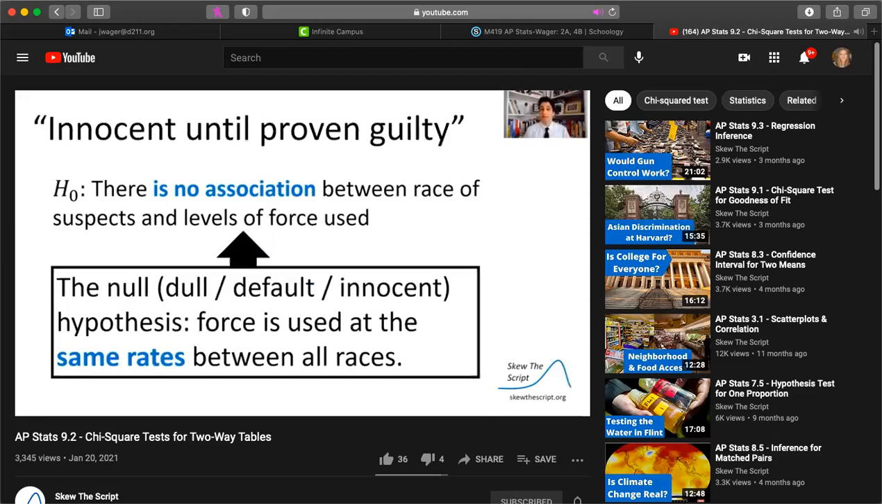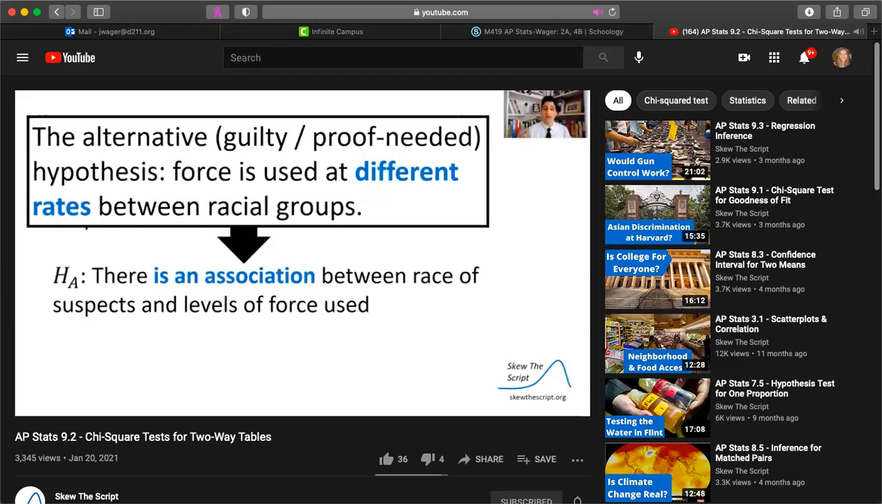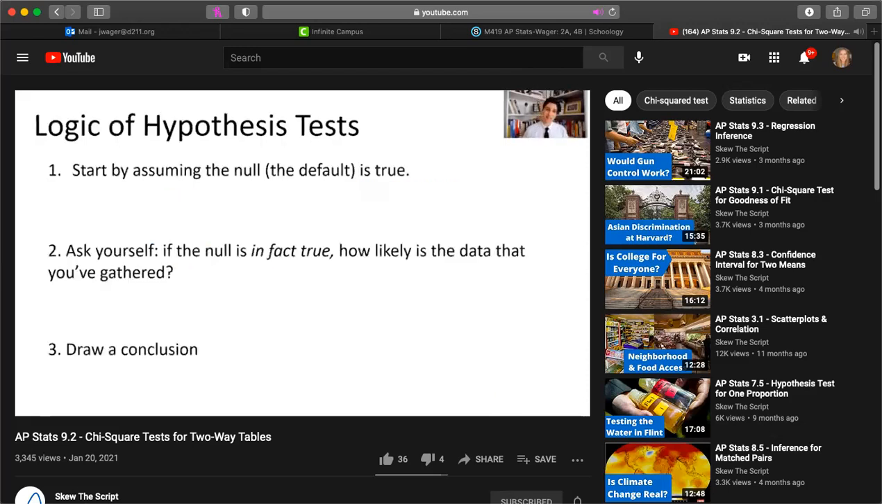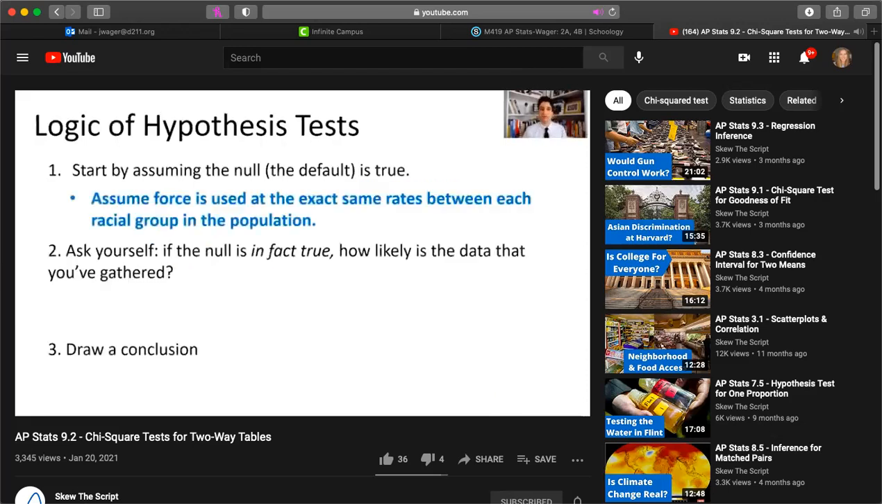In this case, it fits into our innocent until proven guilty framework. The null is that force is used at the same rate between all racial groups. And the alternative that we need proof for is that force is used at different rates between racial groups. So let's go through the logic of the hypothesis test. Like always, we start by assuming the null is true. So we're going to assume that force is used at the exact same rate between each racial group in the population. And then we're going to say if.